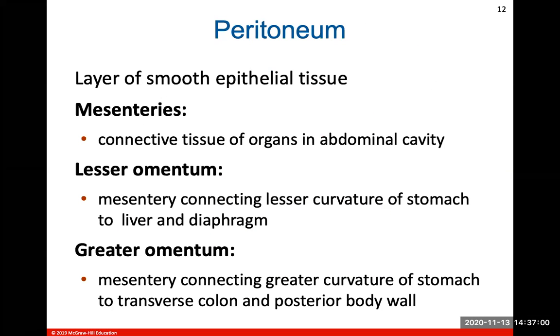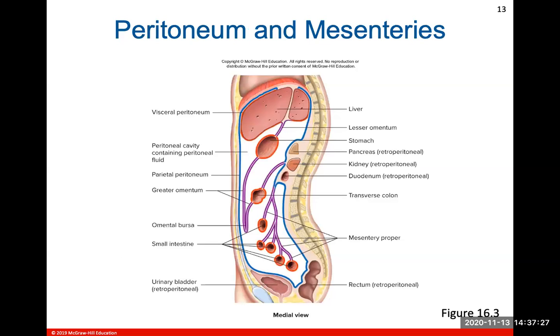So mesenteries are connective tissue of organs in the abdominal cavity. And we're talking about the peritoneum here, which is a layer of smooth epithelial tissue, and it's made up of your mesenteries and then the lesser and greater omentum. The lesser omentum is a mesentery connecting the lesser curvature of the stomach to the liver and the diaphragm, and the greater omentum is the mesentery connecting the greater curvature of the stomach to the transverse colon and the posterior body wall. So here's a look at the peritoneum, again, this layer of connective tissue, and then the mesenteries, which hold all the organs together within the digestive tract.